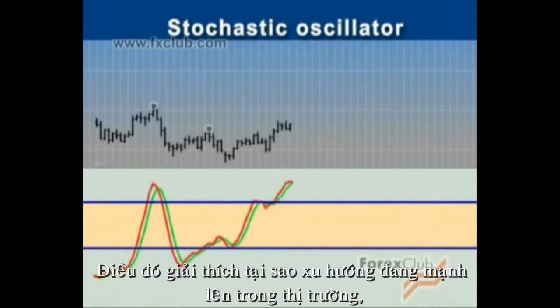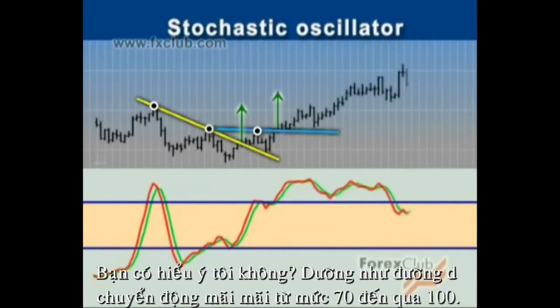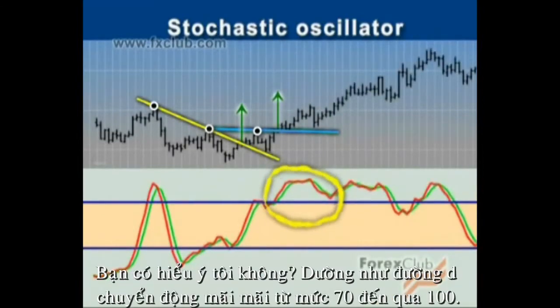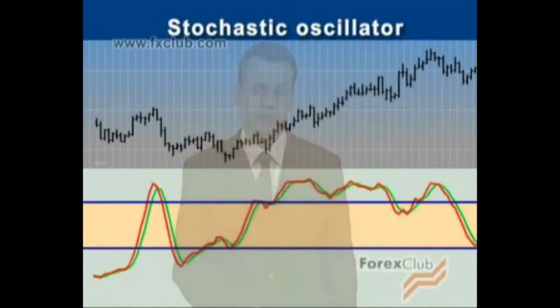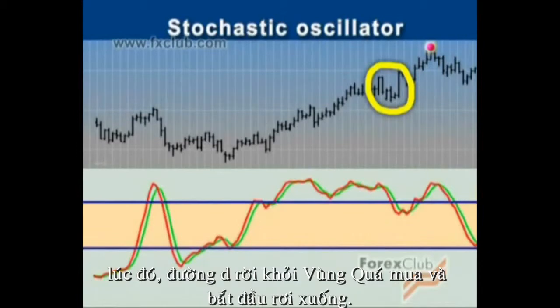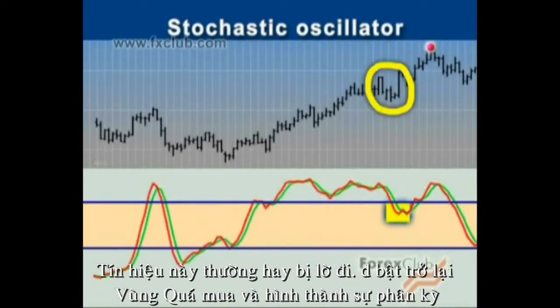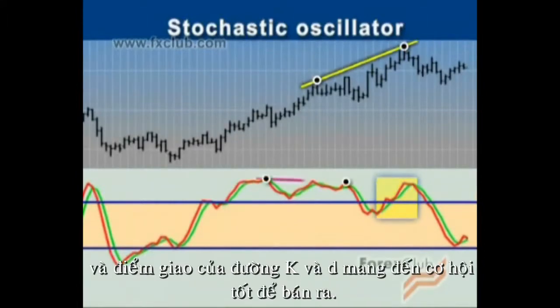Which is why with a strong uptrend on the market, the stochastic entry into the overbought zone looks very special. Do you see what I mean? It seems that line D is endlessly moving from 70 towards 100. But that can't happen. The market needs to have a breathing space and consolidate before reaching its top, and at that moment line D leaves the upper zone and starts falling. This signal is usually ignored. D returns to the overbought zone and can form a divergence, and the crossover of K and D provides an excellent shorting opportunity.